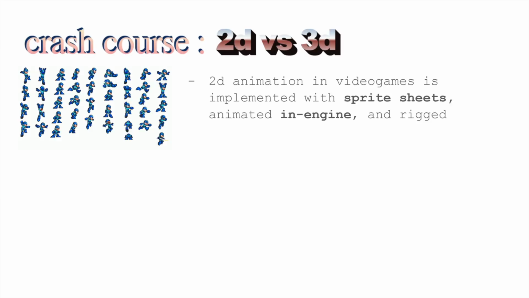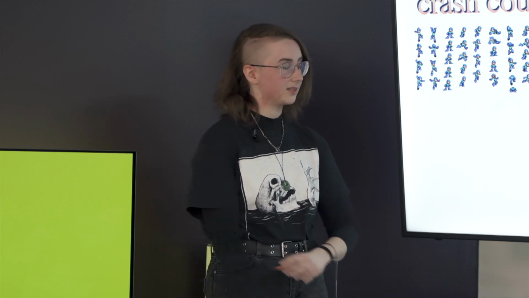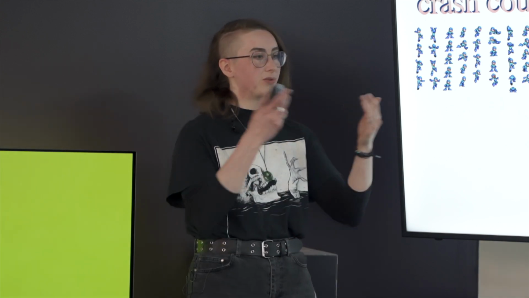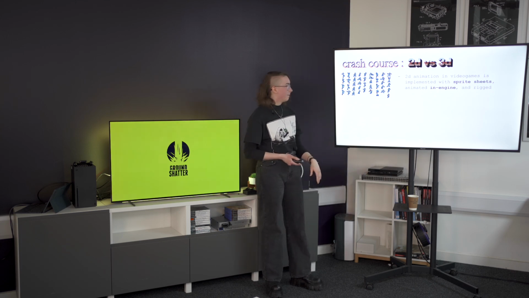So 2D versus 3D. 2D animation in video games is normally implemented with sprite sheets or animated in engine and rigged. I didn't realize for a while that it could be animated in engine until I was doing some research about it, so I can't really talk about that, but I have had a little experience with sprite sheets: going through, drawing or animating your animation, then taking every single frame and applying it into a texture sheet that you put into whatever software you're using, Unreal, Unity, and going from there.